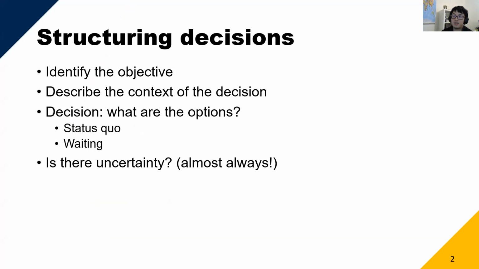So when we think about structuring decisions, there are a couple ways we can formally structure some kind of system to help us understand both qualitatively and quantitatively how you can go about modeling decision making. So one is identifying the objective, describing the context of the decision, and then understanding what decision options actually exist. And one important aspect of the decision-making modeling that we're getting into is that it can allow you to capture uncertain outcomes, which there's almost always uncertainty present.